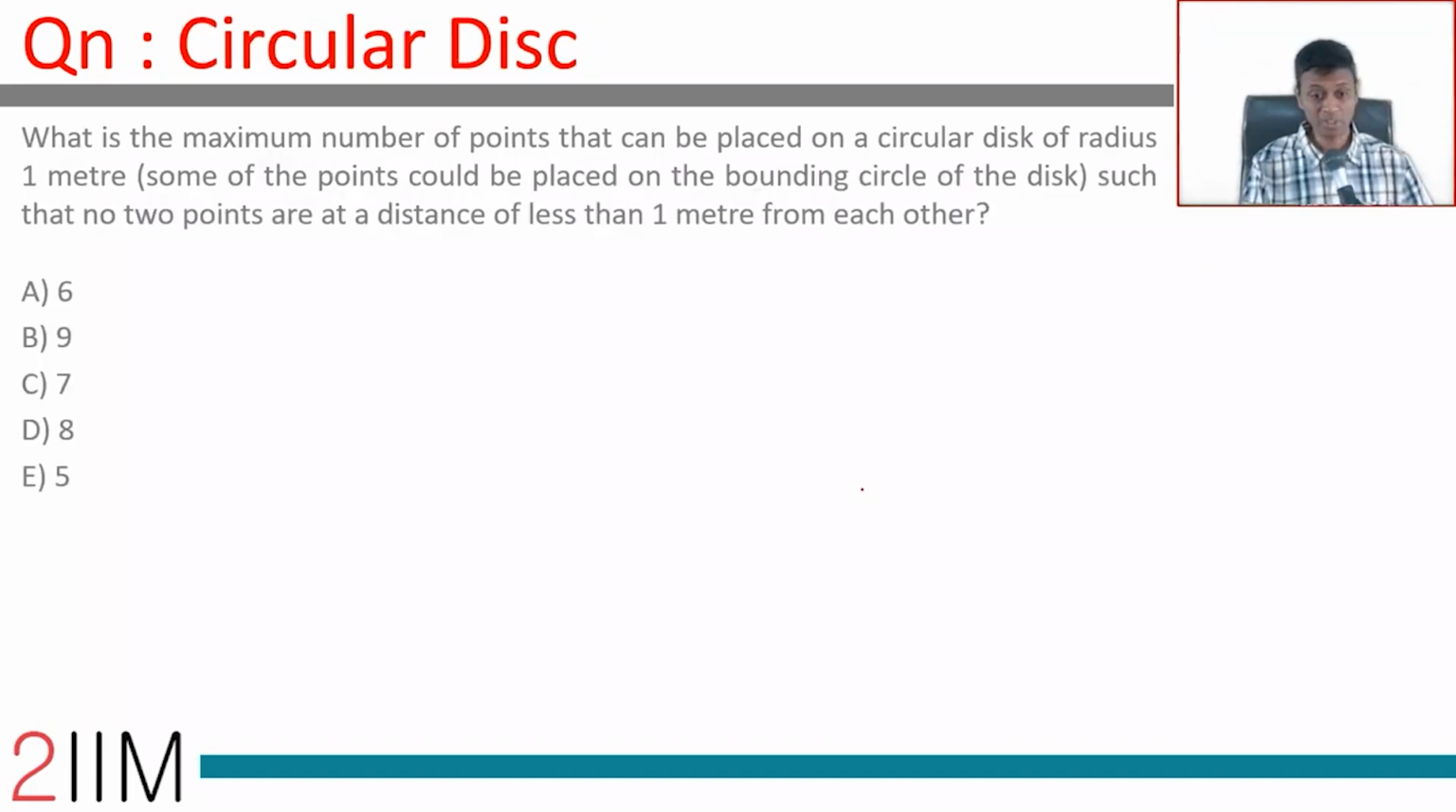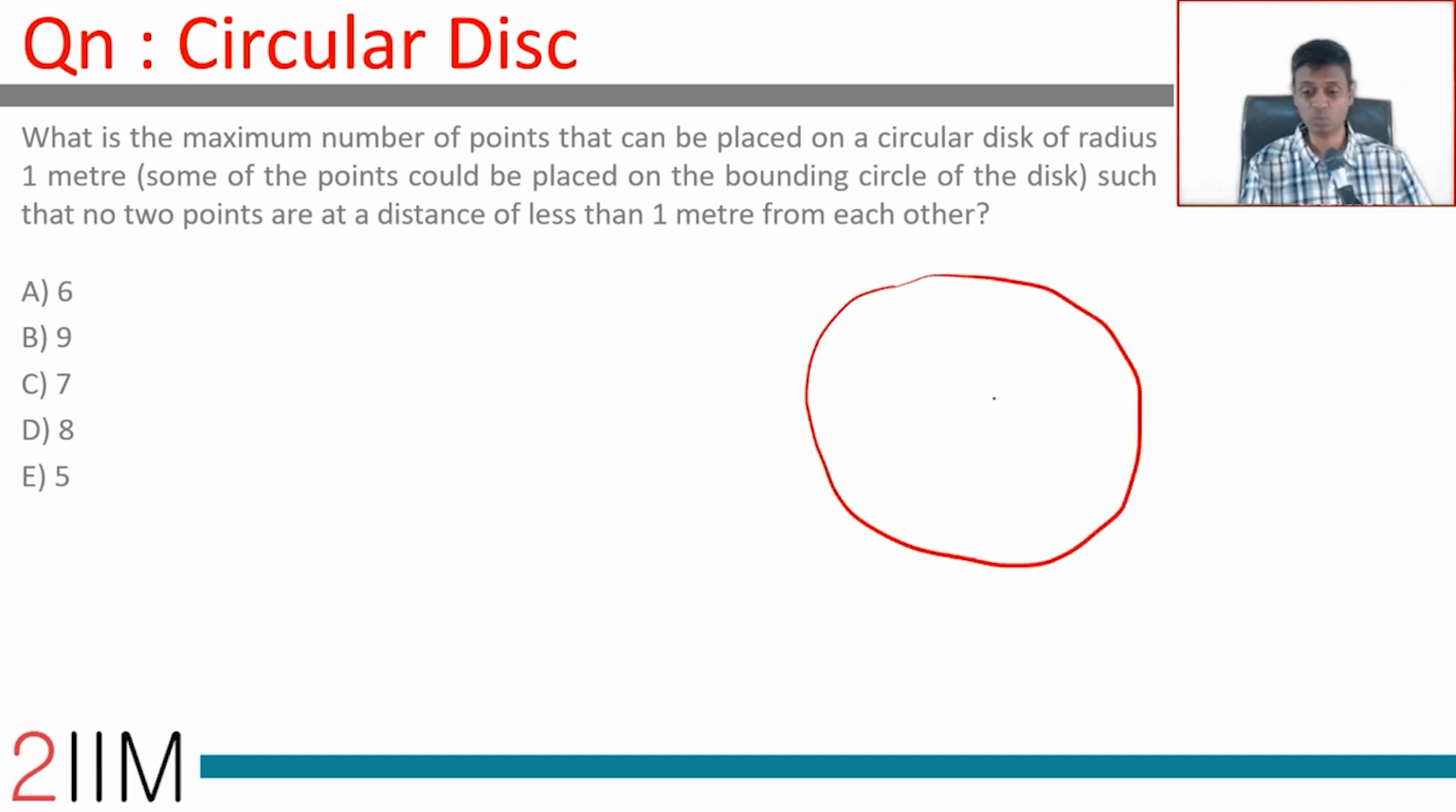1:2 plus root 3. What are the maximum number of points that can be placed on a circular disc of radius 1 meter on the bounding circle of the disc, such that no 2 points are at a distance of less than 1 meter from each other? Now, every point you place inside, you are limiting yourself, likely to be placing it outside. Right? So think about this.